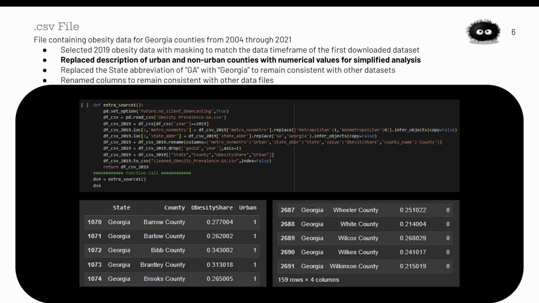And then for an additional data set for Georgia, it had data from 2004 to 2021, but we only used 2019, so we got that using masking because it matched the data time frame of our other data sets. We replaced the description within the urban column, which had non-urban counties, with 0s and 1s to represent the counties, and we also changed the state abbreviation in Georgia to remain consistent as well.